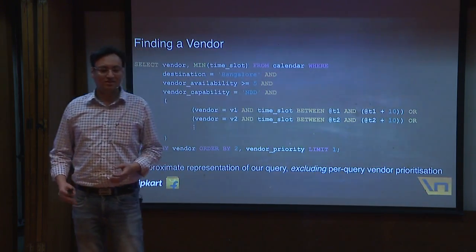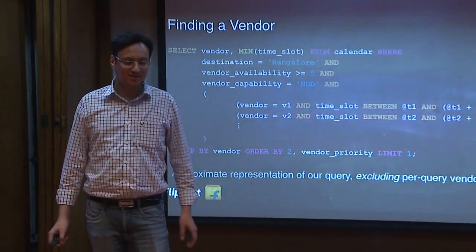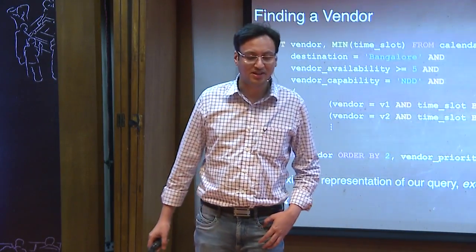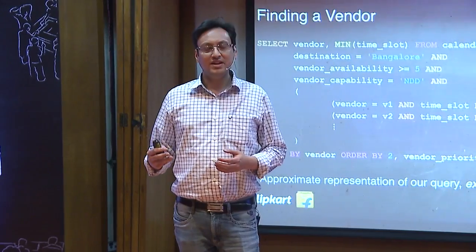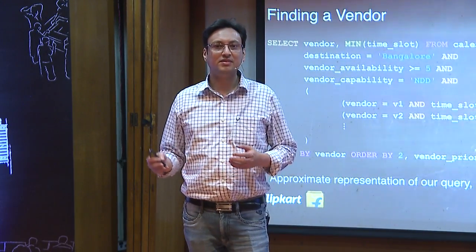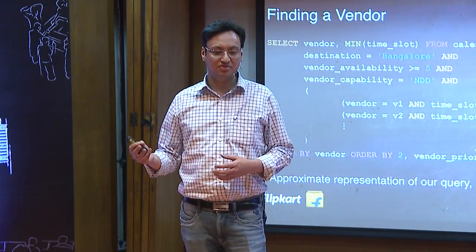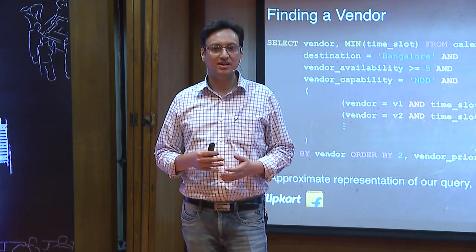So here's what the problem of finding a vendor is, represented in something like SQL. We tried hard to put it in English, and it was turning out to be really bad. So what we need to do is find a vendor who is actually preferred. If you look at the order by, there is a vendor priority, and that priority changes based on the product. So we need to find a preferred vendor who is available at the earliest possible time to deliver the product.